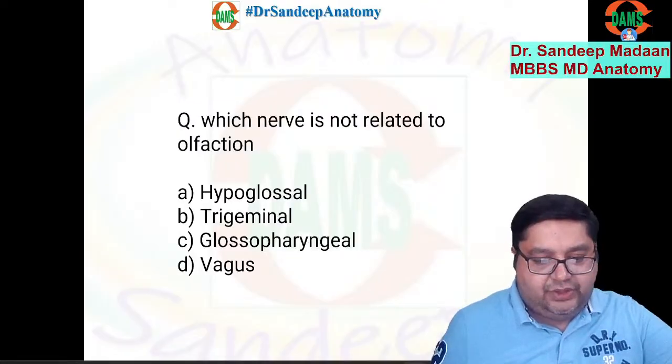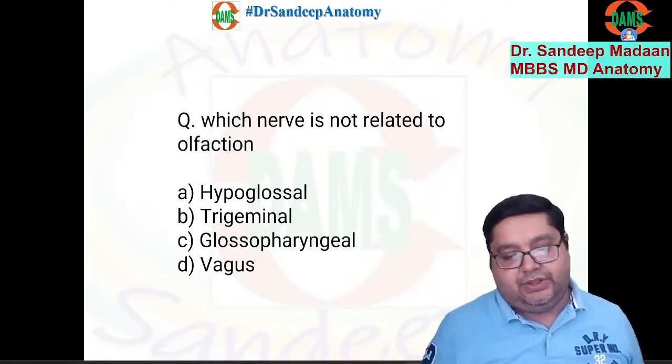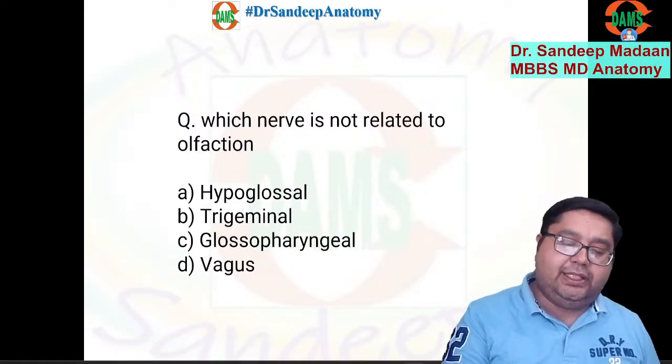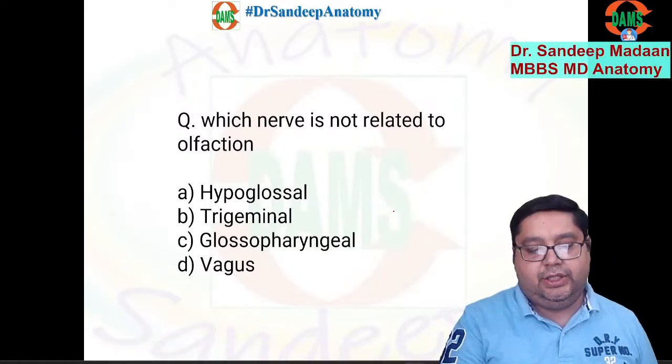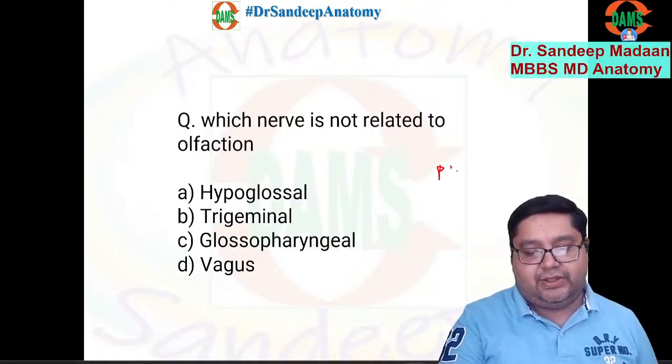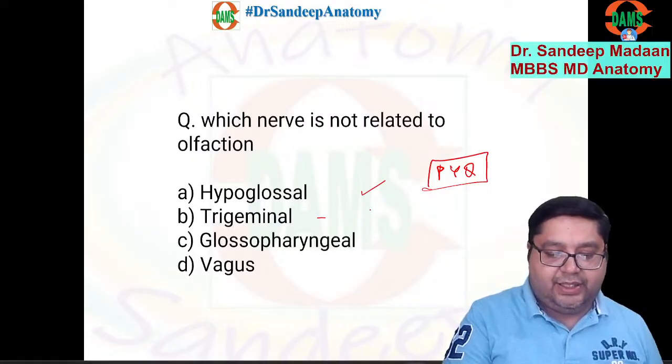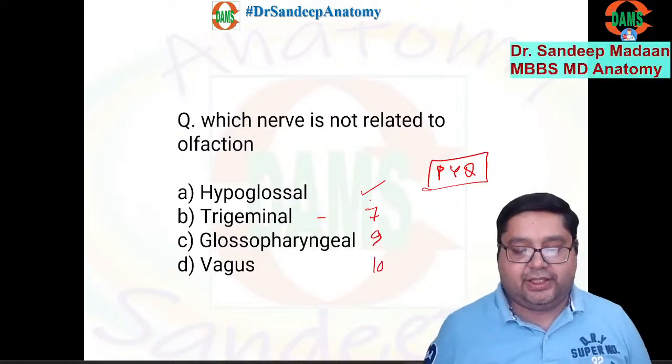Now this question: which nerve is not related to olfaction? This question is actually a PYQ repeat question, but that time the choices were different. Previously when this question was asked, the choices had hypoglossal. Instead of trigeminal, there were the 7th, 9th and 10th nerves. These are the options that were there.